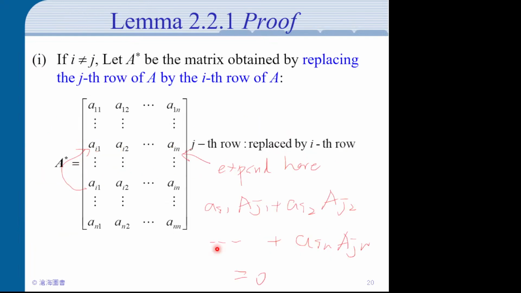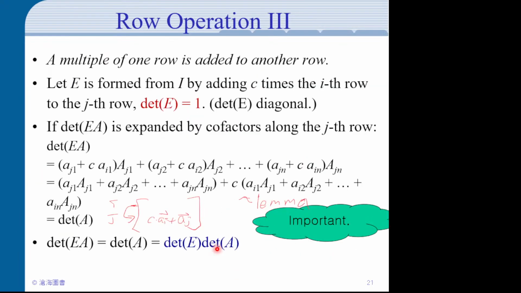Something extra that will also be useful later is we can check that the determinant of E times A is the same as determinant E times determinant A, where E is a row operation. The determinant of EA equal to determinant A, we just proved. Then the determinant of E equal to 1 is something we can prove easily. I wrote this wrong, so I should say E is diagonal. So the determinant of E can be calculated easily.